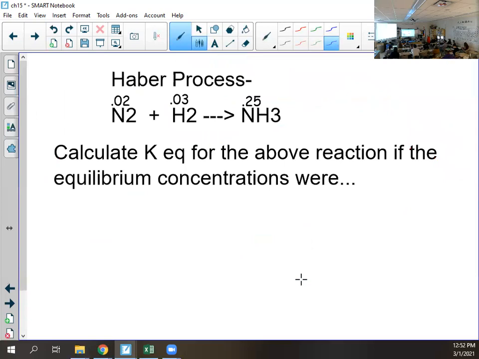Can we please get the math on board? Here we go. Calculate KEQ for the above reaction if the equilibrium concentrations were right here. So there, we want to solve for this. Yeah, this is a math answer. I know already that a lot of you will get this wrong because of our balancing.